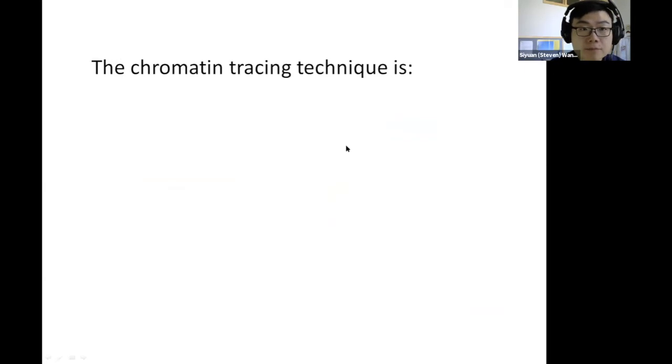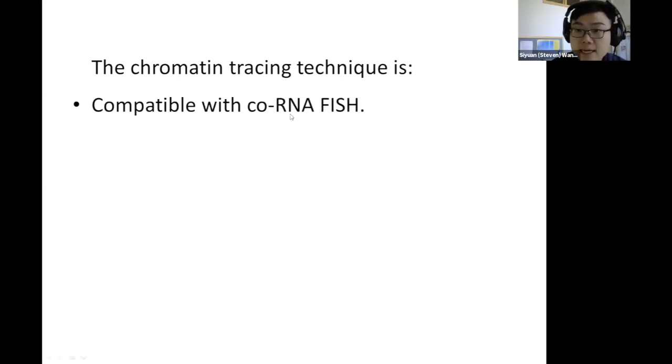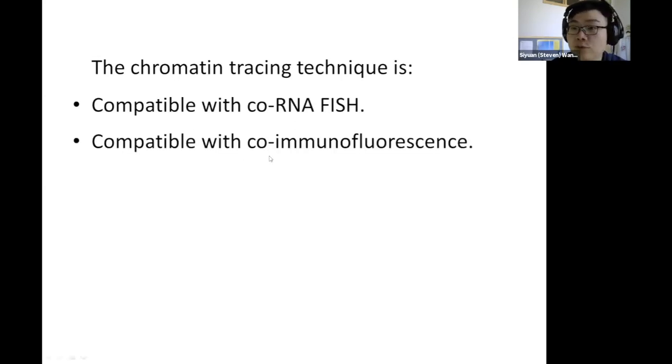And then we realize chromatin tracing not only offers us direct visualization of 3D folding at the single cell level and single chromosome level, there are several other advantages too. It should be compatible with co-RNA FISH, and we showed it is compatible with co-immunofluorescence. So we have a chance to really combine multiple imaging modalities to look at the DNA, RNA, and protein all together in the same cell, on the same chromosome, at a very multiplexed scale.